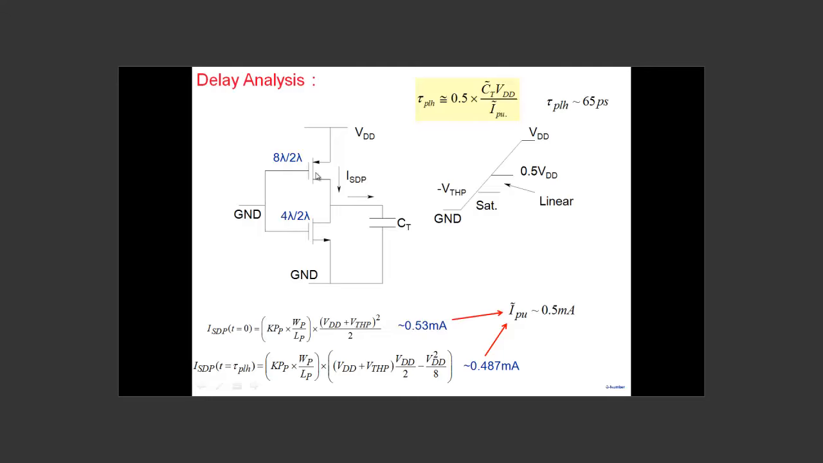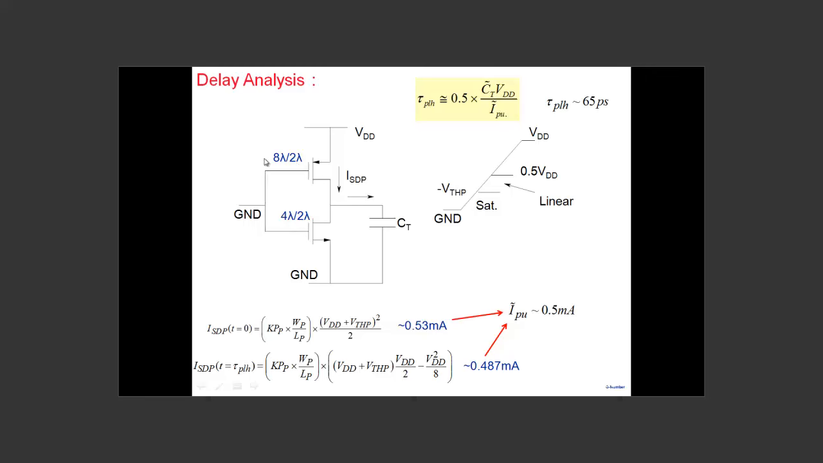And so even though the KP is smaller here, KP is half, the size has been doubled. So this part is the same as the NMOS, and so we get exactly the same: 0.53 here, 0.487 here, pull-up current is 0.5, and the delay again comes out to be 65 picosecond. So in the simplified analysis, we have kept the size exactly double, and so the delay here also comes out to be 65.